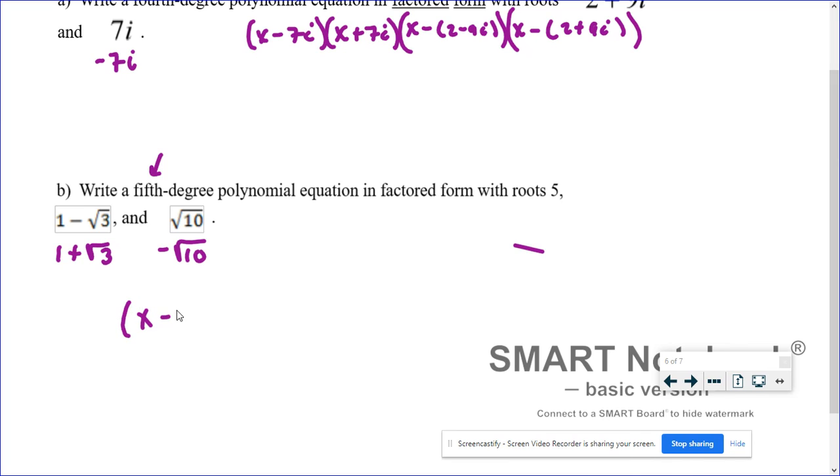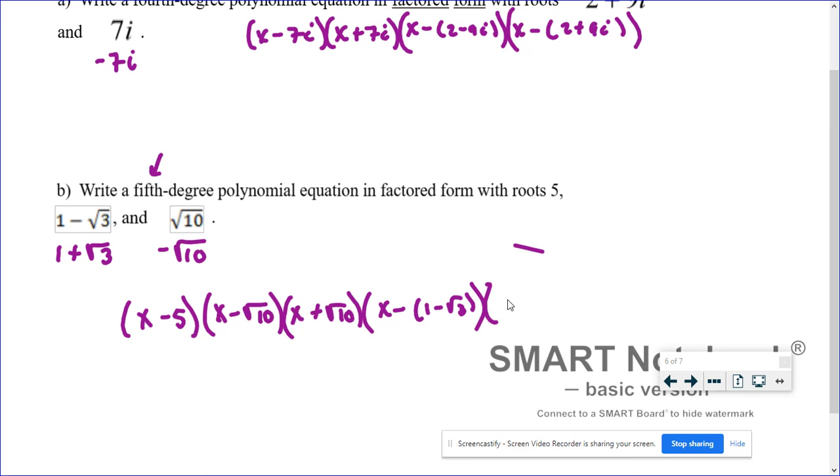So it's x minus each of the roots. So x minus 5, x minus root 10, x plus root 10, x minus (1 minus square root of 3), and x minus (1 plus square root of 3).